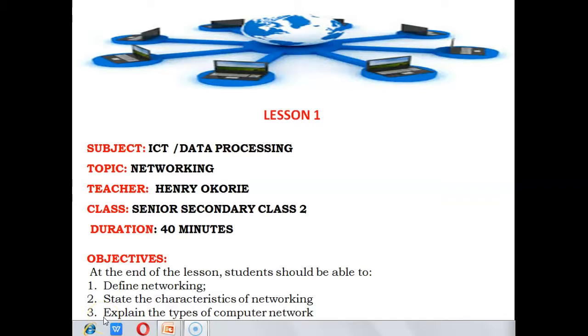Lesson 1. Welcome back to our ICT class. Lesson 1 on networking. Objectives. At the end of the lesson, students should be able to define networking, state the characteristics of networking, and explain the types of computer network.